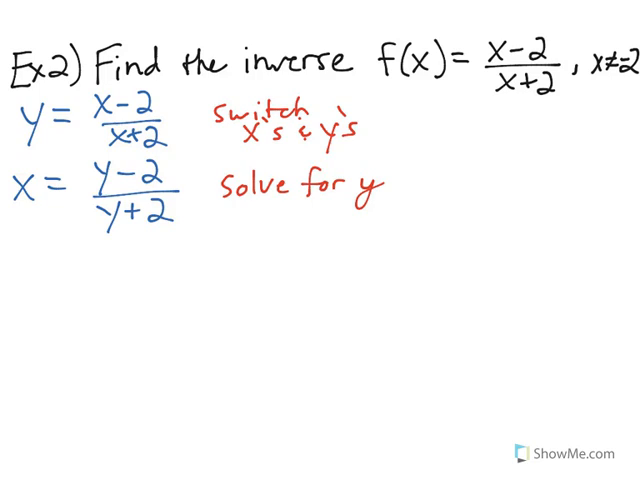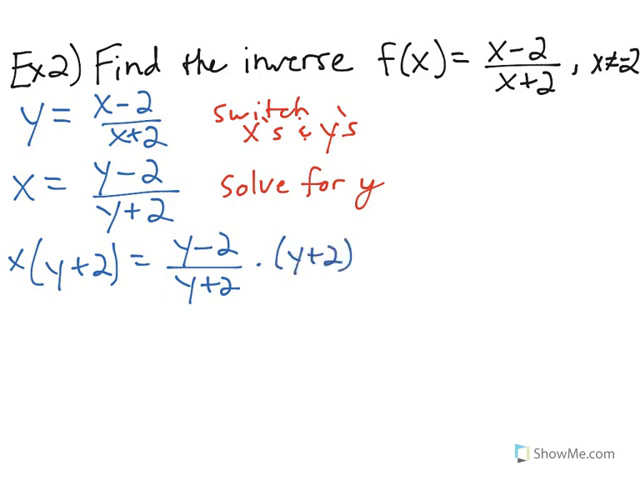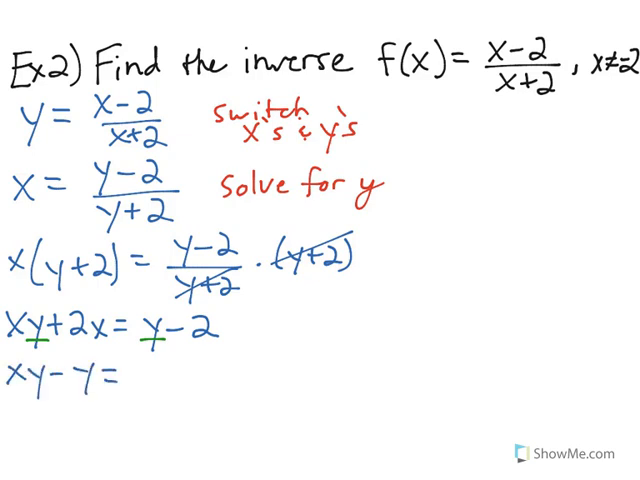To solve for y, I'm going to multiply both sides by y plus 2 to get rid of the fraction. These cancel. And on the left side, we will distribute the x and have xy plus 2x equals y minus 2. Now you want to keep in mind that we want to isolate our y, but we have two y's. So what we want to do is bring all the y's on one side. So xy minus y equals negative 2 minus 2x.